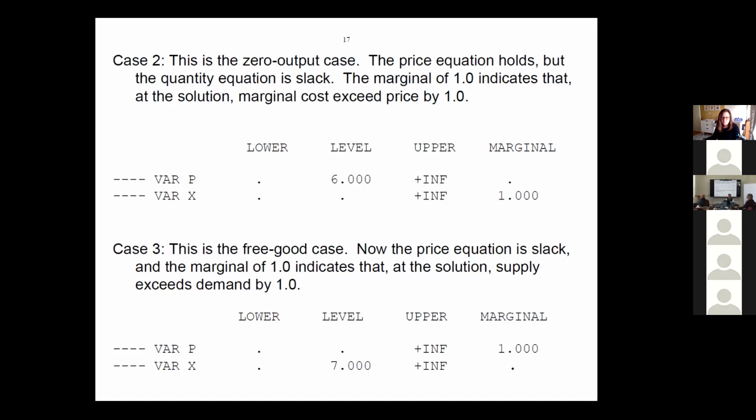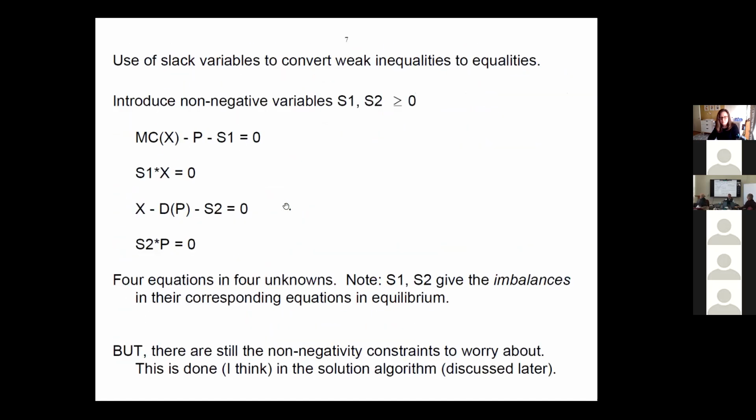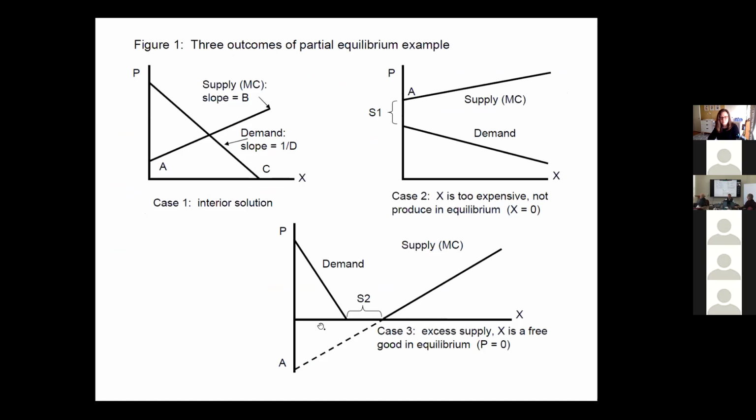Case 3 was where the supply curve is way out there. So the solution to that model is that X is positive, but P is 0. And so P gets a marginal, which just happens to be 1, but that's not an indicator variable 1. That's a numerical value, and that is this distance right there. This is the supply minus the left-hand side of the equation minus the right-hand side at a price of 0. That is the marginal value.